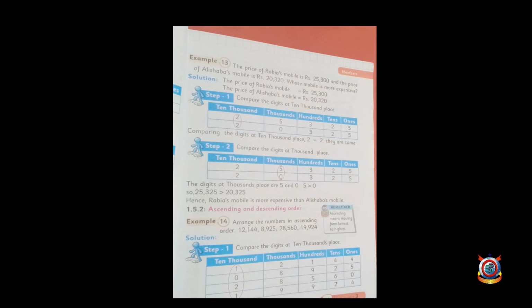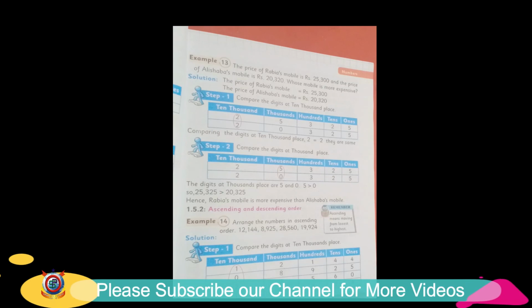Students, you will practice on these examples at home. You will write any 5-digit number and you will make a place value chart. Put two numbers, both numbers in place value chart, and then compare it. Practice it at home in your rough notebooks. I hope you got my points.